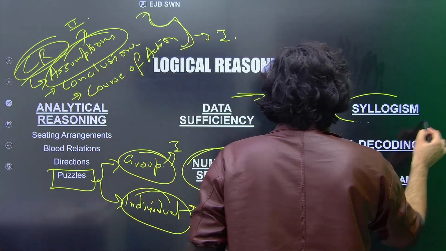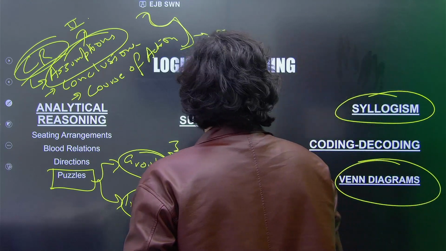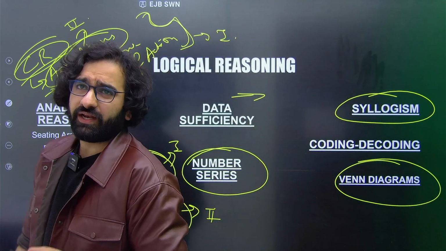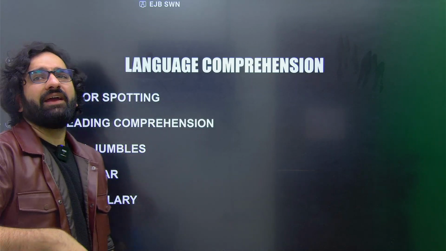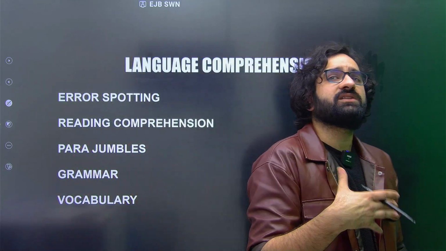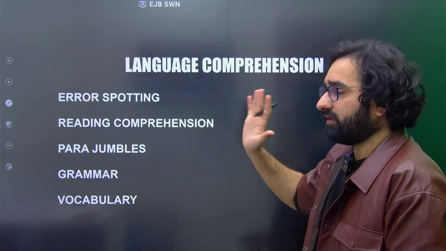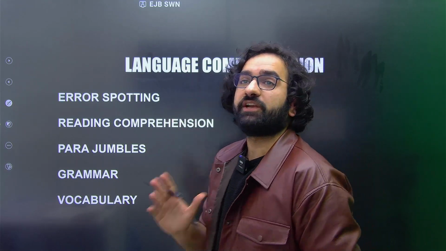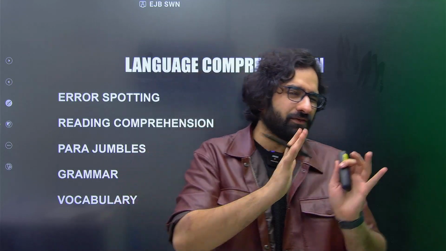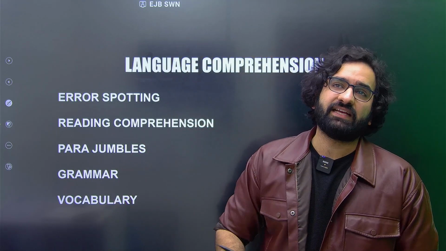Apart from that, syllogisms and Venn diagrams would also be important, and you should not skip out on any of these. Now, let's come to language comprehension. In language comprehension, obviously, we are 100% certain that there are going to be questions from each of these segments. This is not what this video is about. This video is about if you have to absolutely choose where you should categorize what.